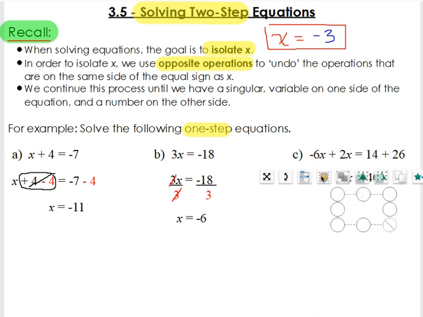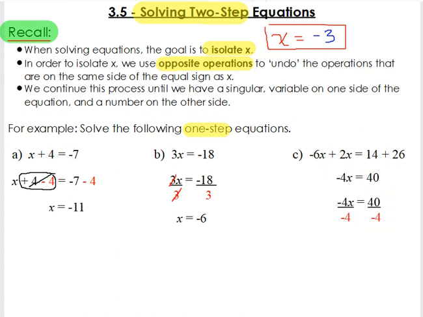So we divide each side of the equation by the coefficient of x. The negative 4 is the coefficient. So we divide each side by negative 4. The negative cancels with negative, the 4 cancels with 4. We're left with x equals negative 10. And that's the end.